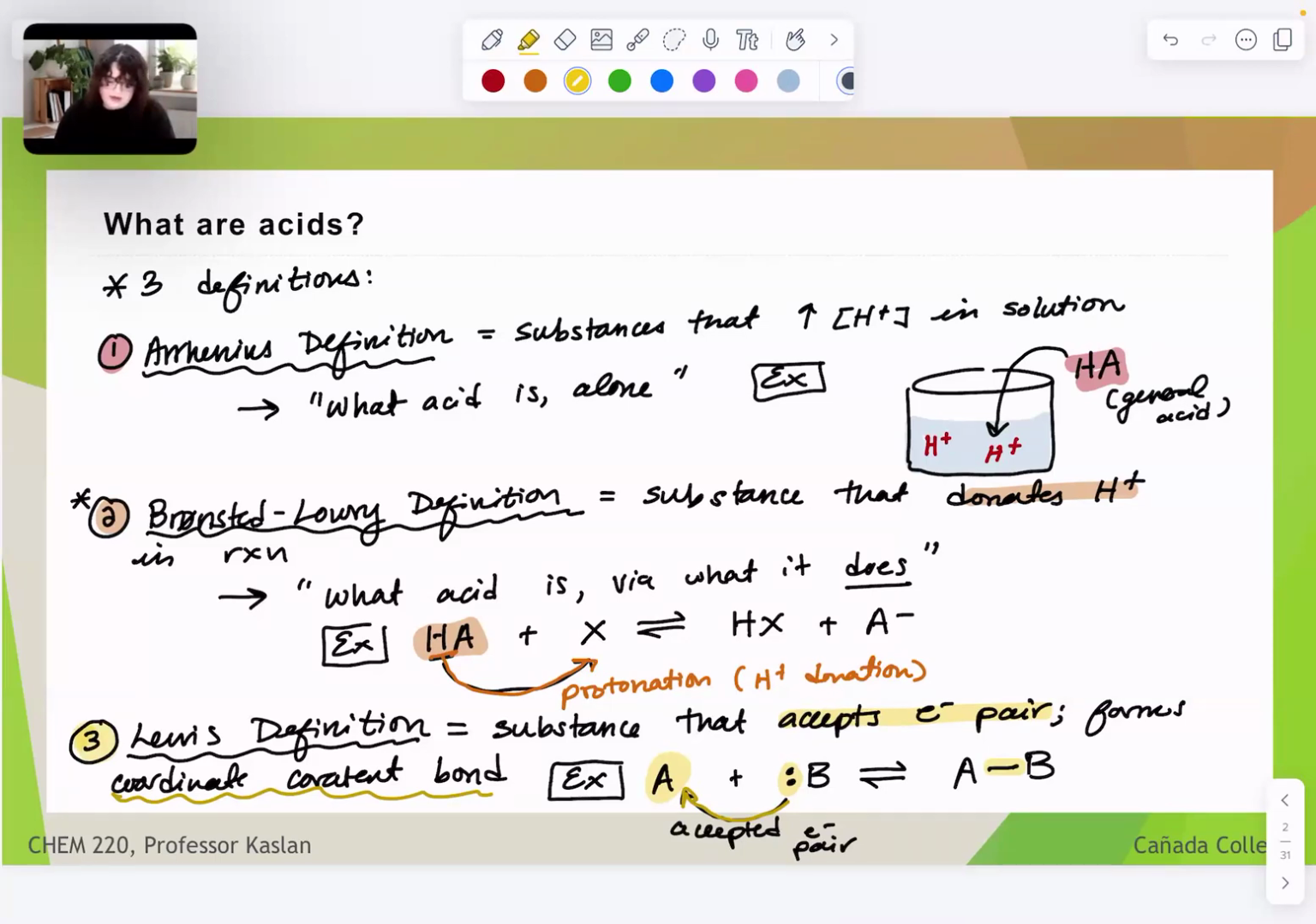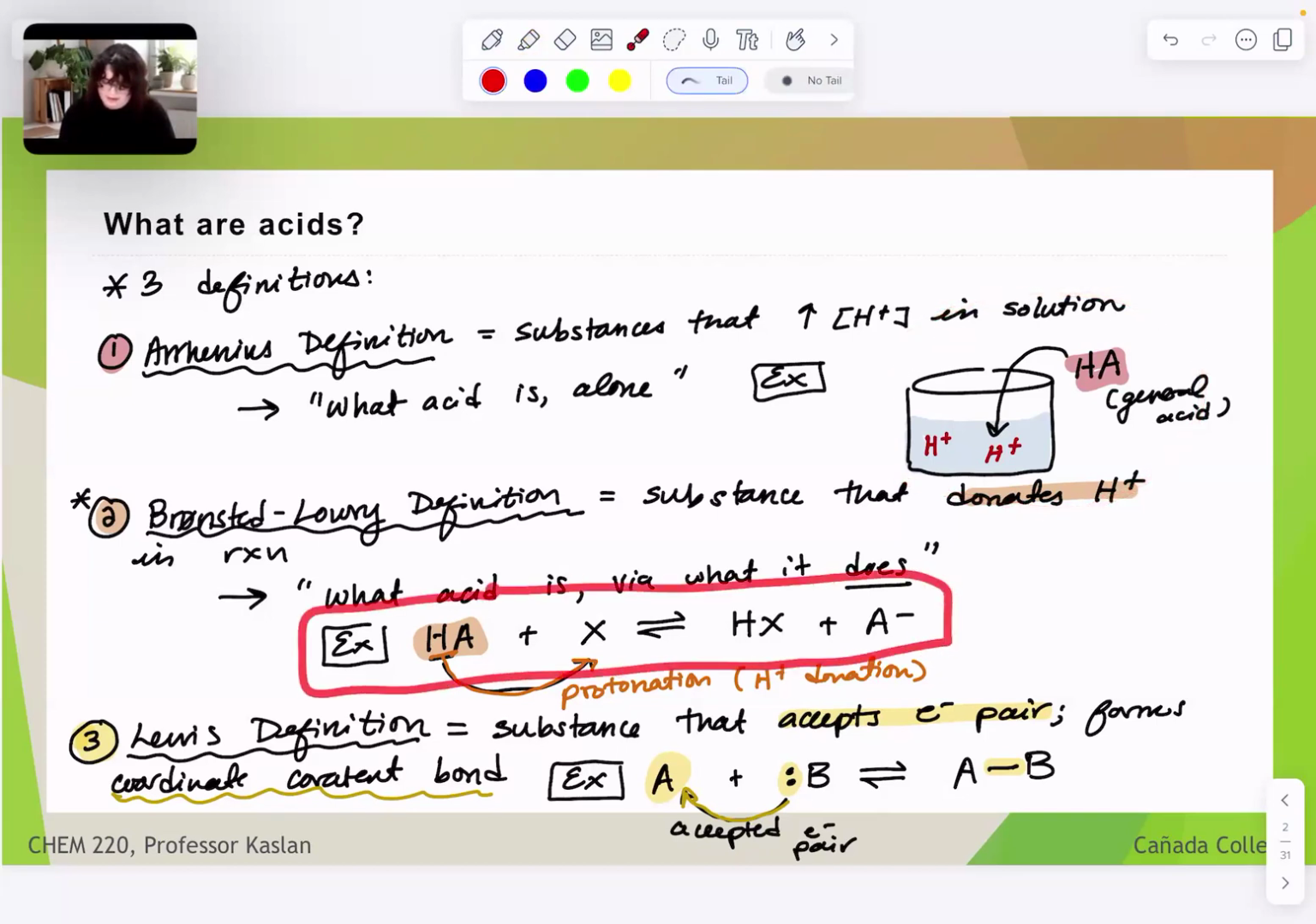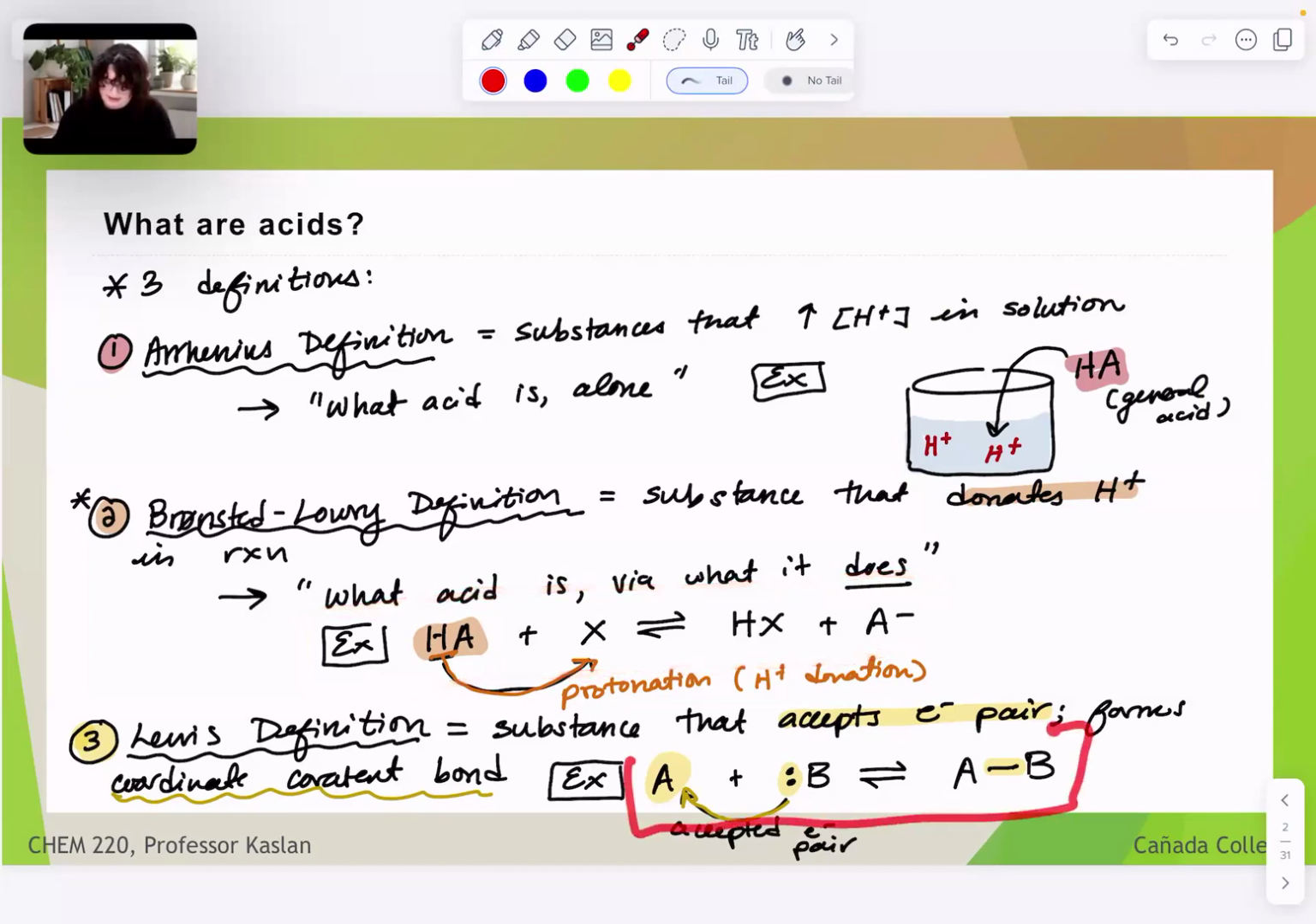So 3 definitions of acids depending on your perspective: what an acid is, what an acid does, and also what an acid does when thinking about electrons. Like I said, we are going to be living primarily for a moment in the land of Bronsted-Lowry, but we will be talking about Lewis further down the line. So these are acids.